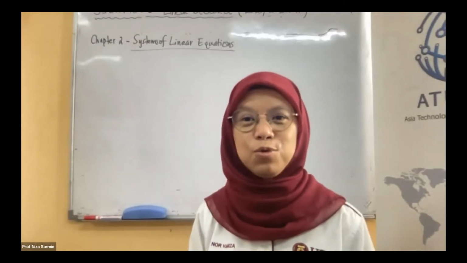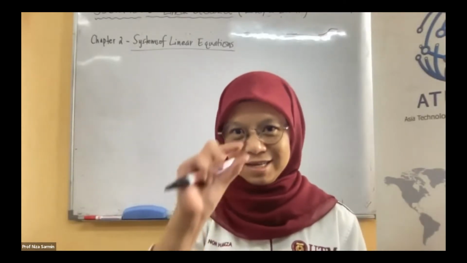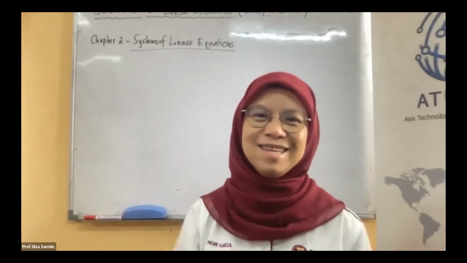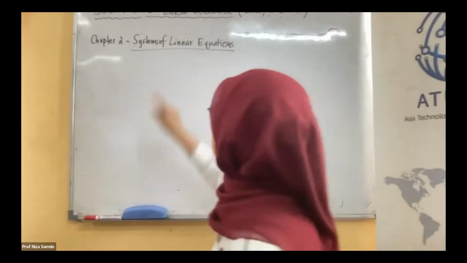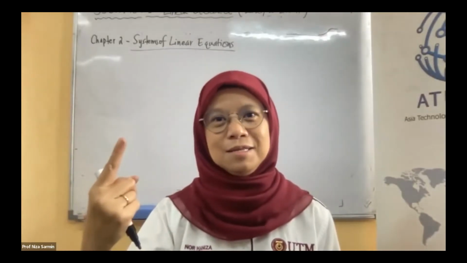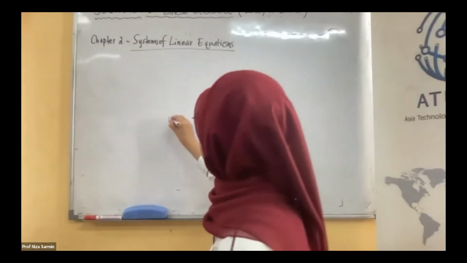What does it mean by equation? Equation is an expression that has an equal sign, right? That is an equation. And linear means it's to the power of 1. That's linear.